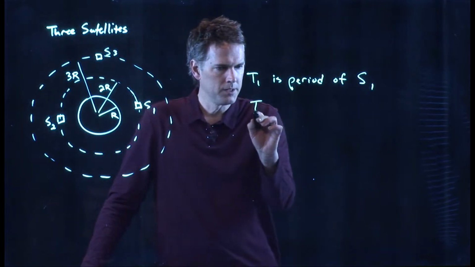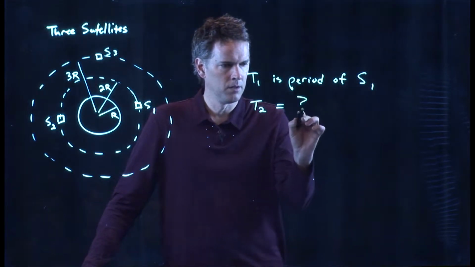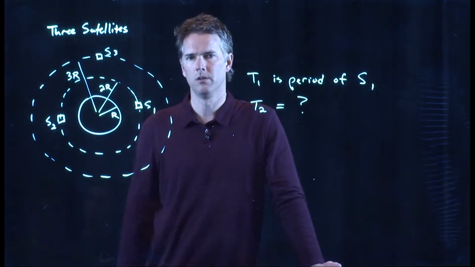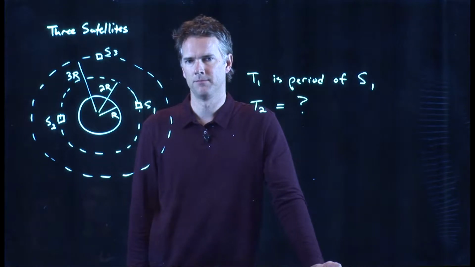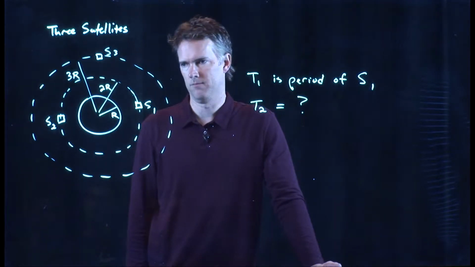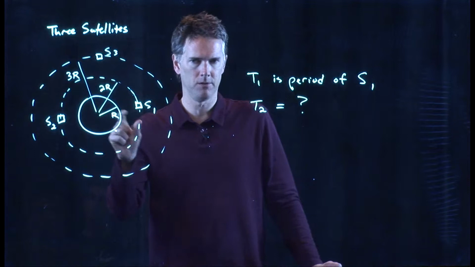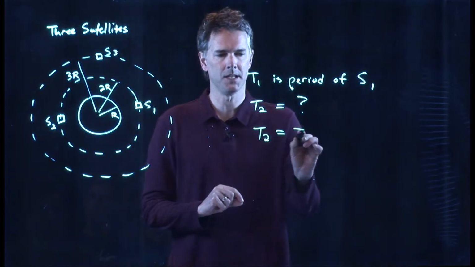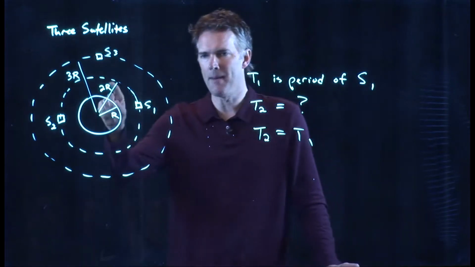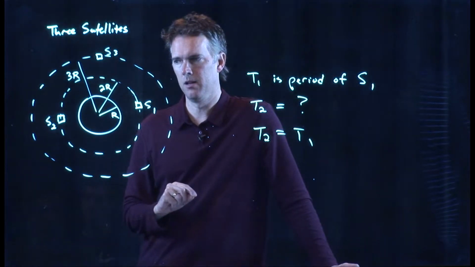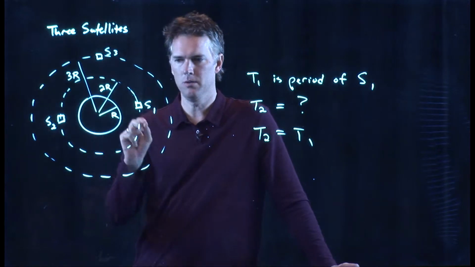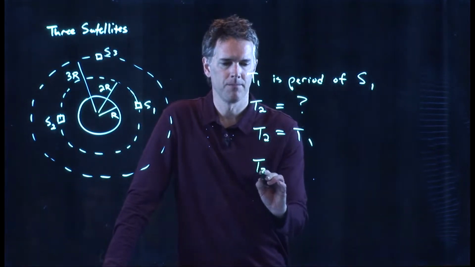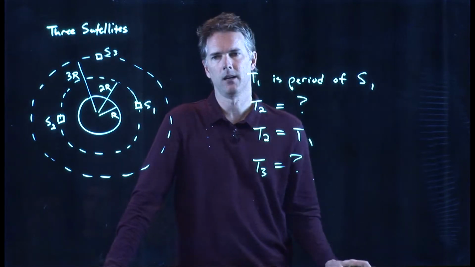What about T2? What do you think the period of satellite 2 has to be? Yeah, if it's at the same altitude, it has to be exactly the same. T2 is equal to T1. It's independent of the mass of those satellites. Okay? Period of T2 is exactly equal to T1. But what about T3? How do we calculate T3?